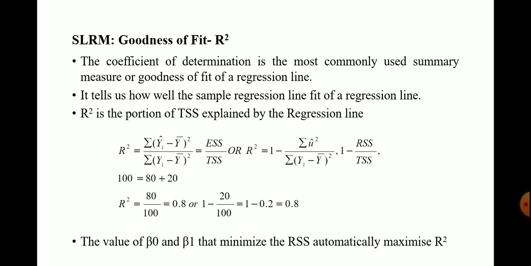So the values beta cap 0 and beta cap 1 that minimize the RSS will automatically maximize the ESS, sorry, maximize the R square. Since measuring the R square is based on the RSS, the values of the estimators beta cap 0 and beta cap 1 that minimize the errors will automatically maximize the R square.